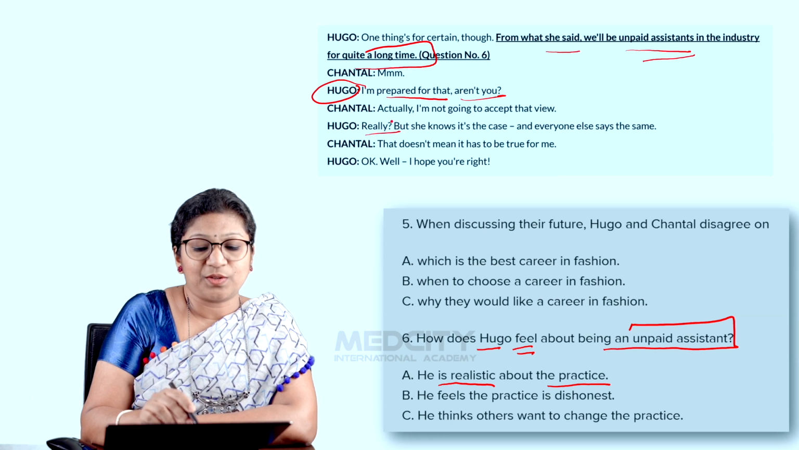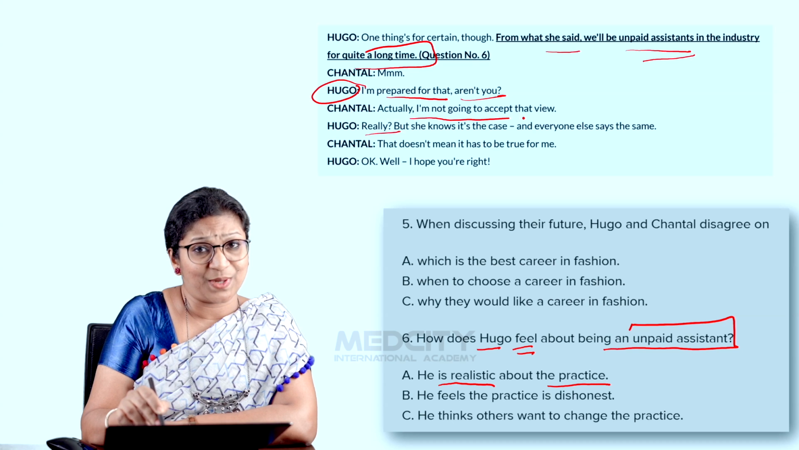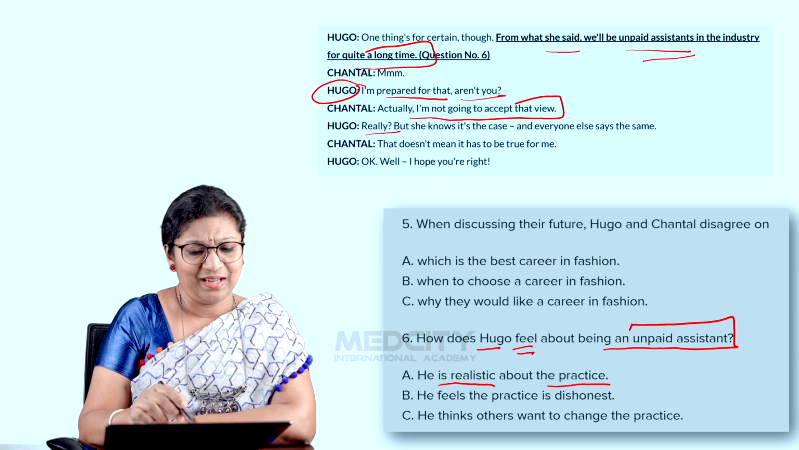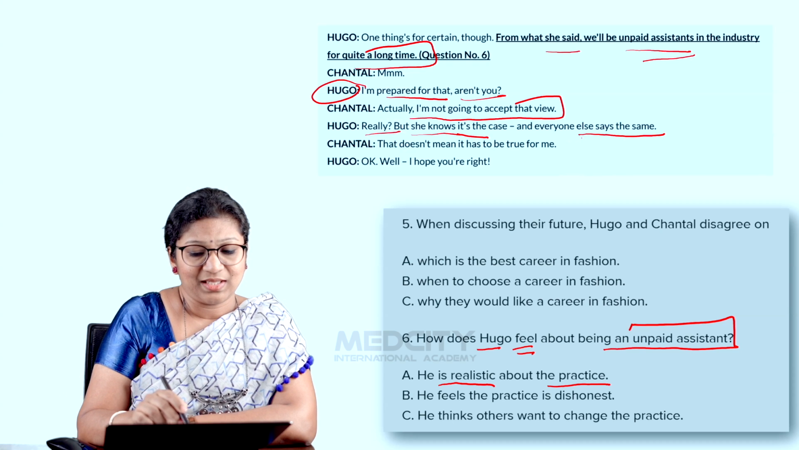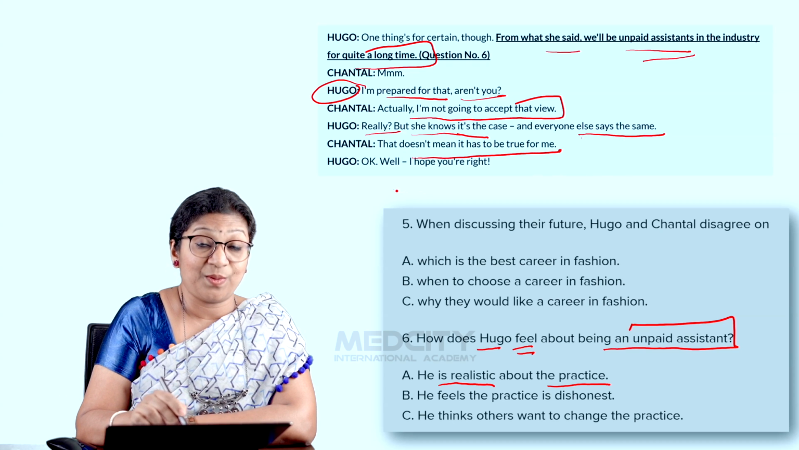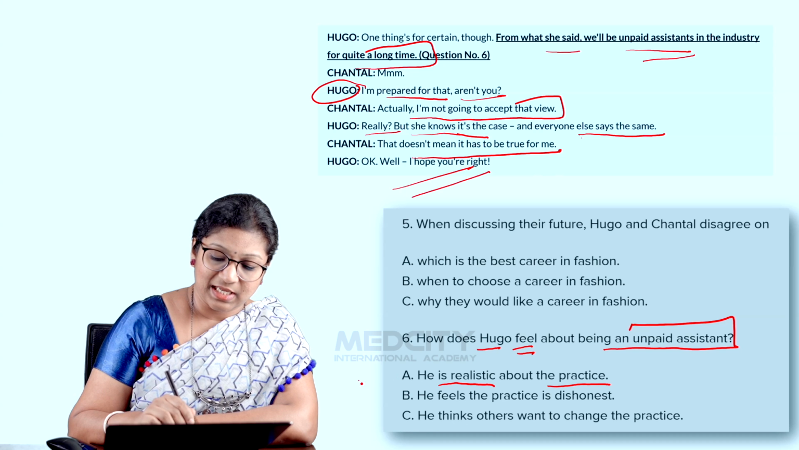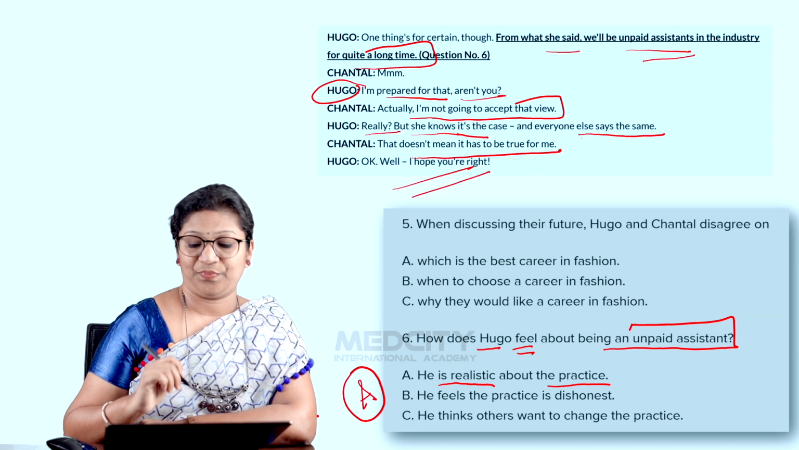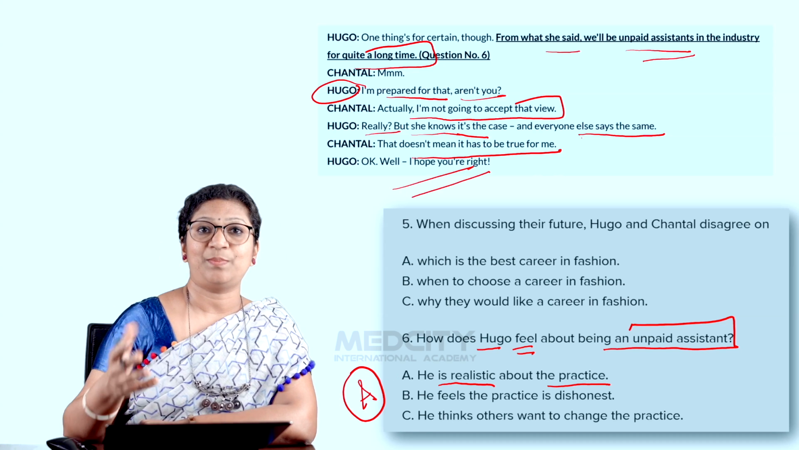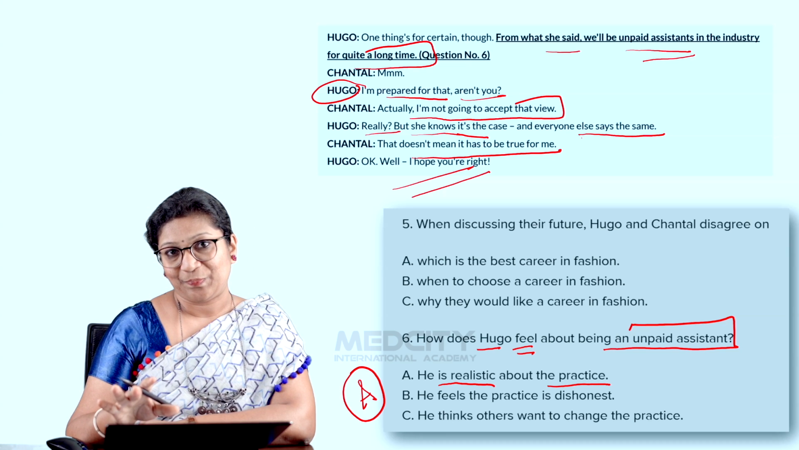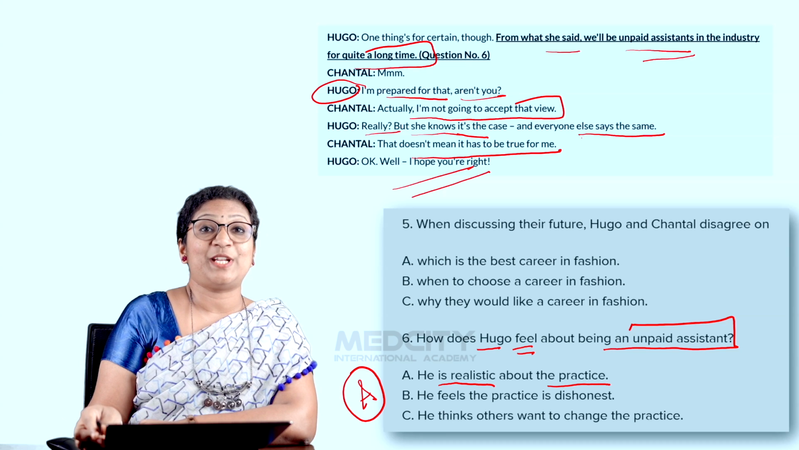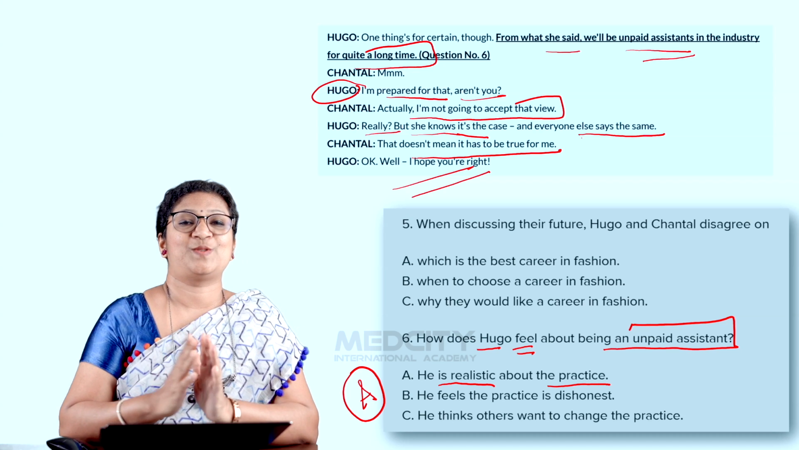Really? So Chantal says, actually, I'm not going to accept that view. He says, really? But she knows it's the case and everyone says the same. That doesn't mean it has to be true for me. Oh, I hope you're right. So that means Hugo is realistic. He's ready to accept what is going on, but Chantal feels that it will be different for her. So these are the explanations for the answers that we've chosen.